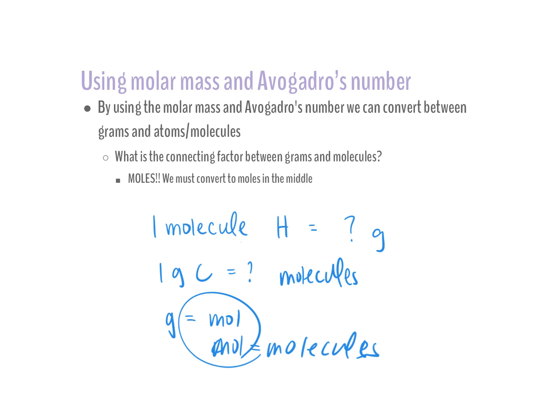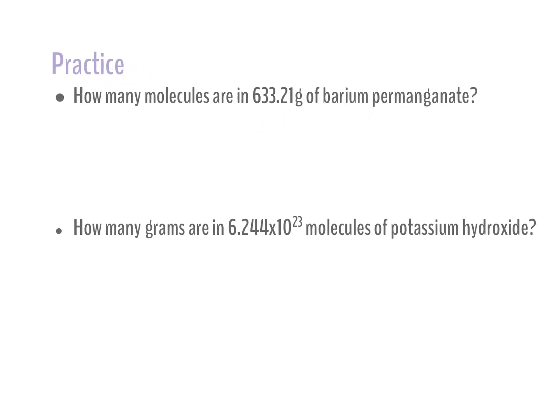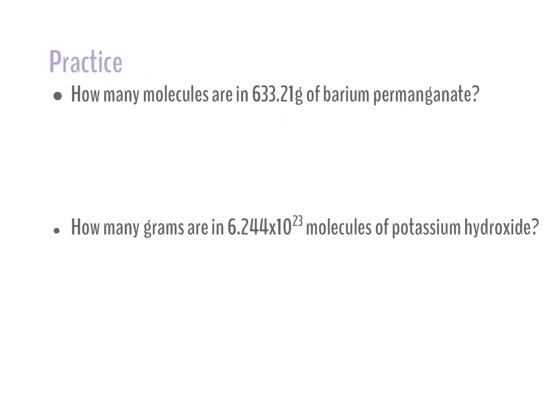Okay? So we're going to start with a practice here. How many molecules are in 633.21 grams of barium permanganate? Okay, so let's see, what is it asking for? It's asking for molecules, which means we use what? What are we going to use to get to molecules? We're going to have to use Avogadro's number.